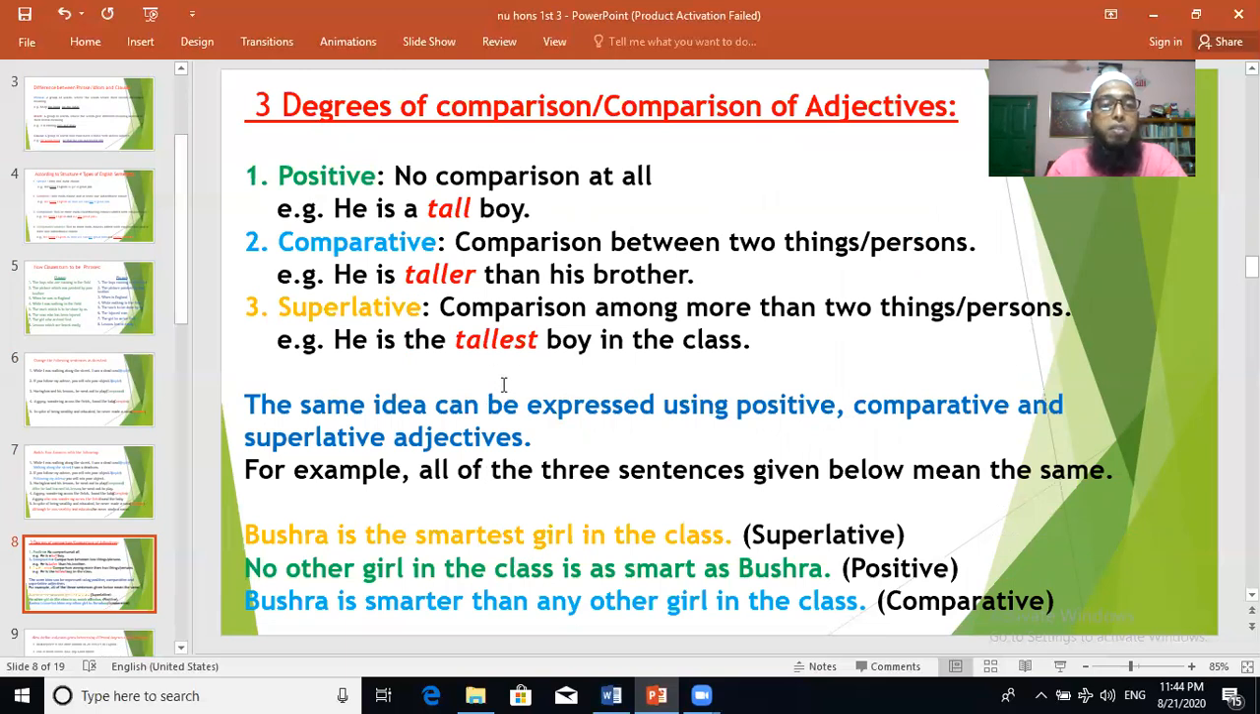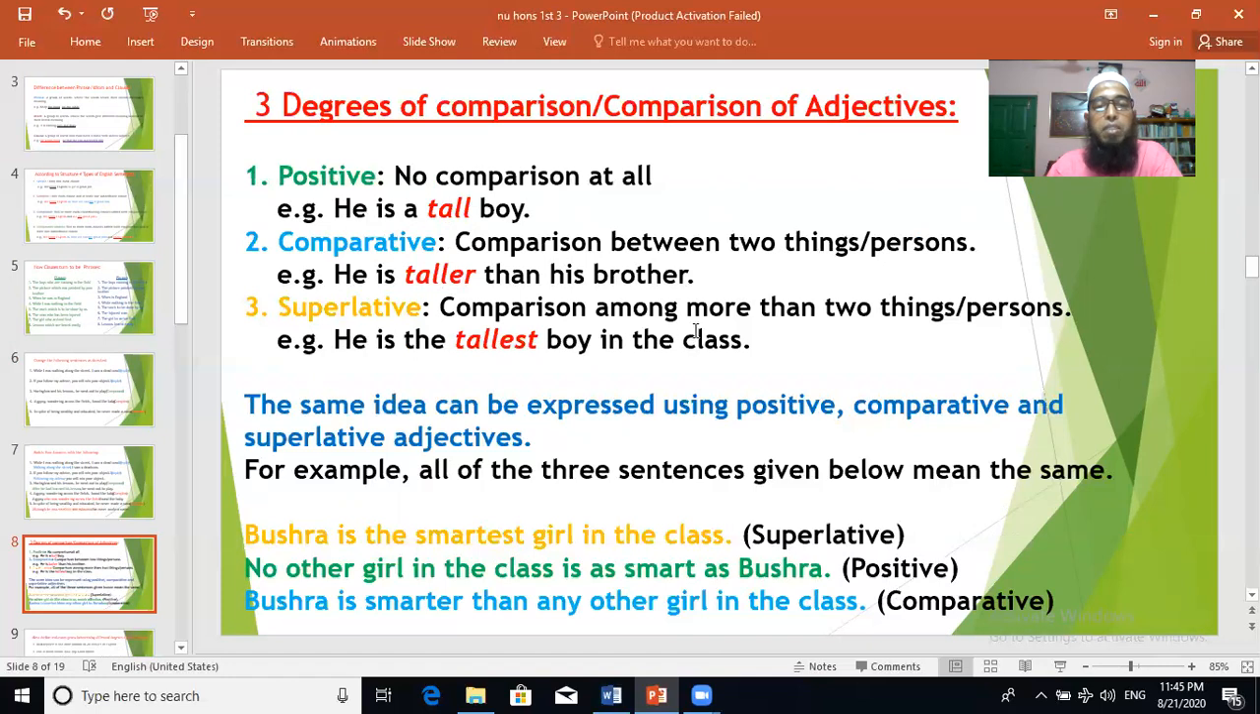I'm changing the degrees. So there are 3 degrees: positive, comparative, and superlative. Positive degree means no comparison at all. For example, he is a tall boy. Tall is positive degree. There is no change, no comparison. Comparative degree is comparison between 2 things or persons. That means when we compare between 2 things or persons, then it is comparative degree. Like he is taller than his brother. So tall is positive, taller is comparative.